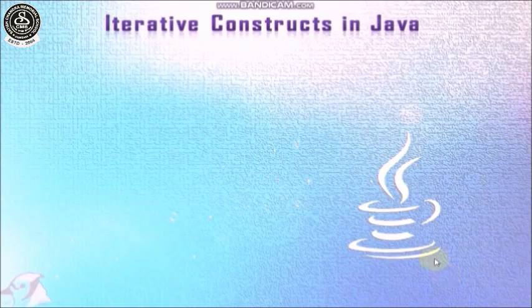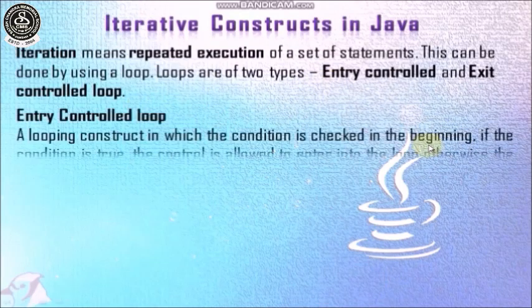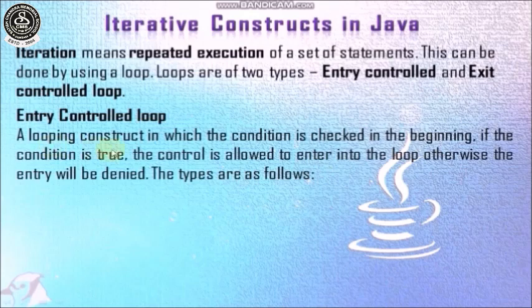Iterative constructs in Java. Iteration means repeated execution of a set of statements. This can be done by using a loop. There are two types of loops in Java, entry control loop and exit control loop. The first one is the entry control loop, a looping construct in which the condition is checked in the beginning. If the condition is true, the control is allowed to enter the loop, otherwise the entry will be denied.